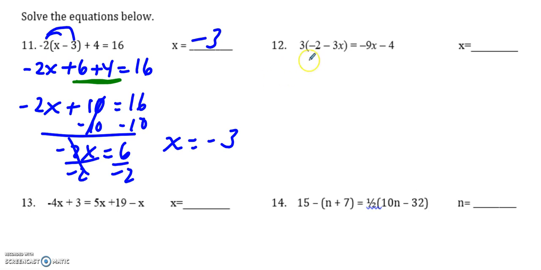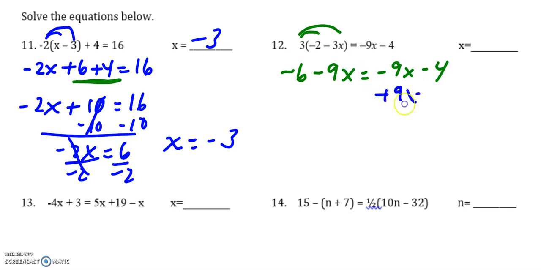Number 12, it looks like we have variables on both sides again, but we are not simplified yet. So before I move anything, let's distribute and simplify. 3 times negative 2 is negative 6. 3 times negative 3x is negative 9x, equals another negative 9x minus 4.